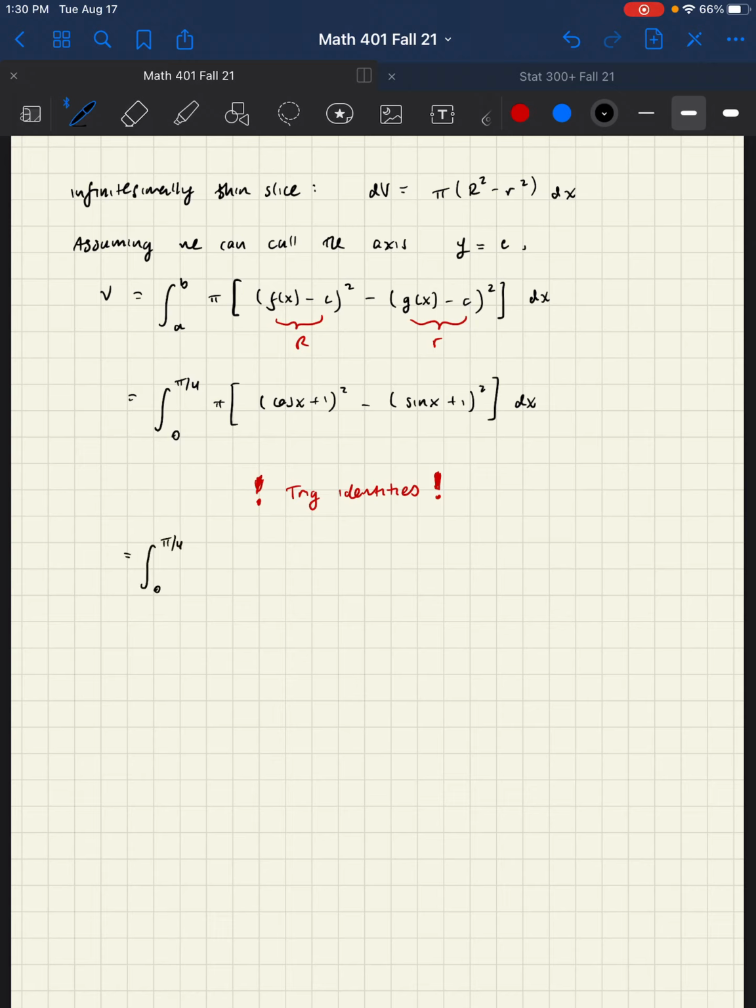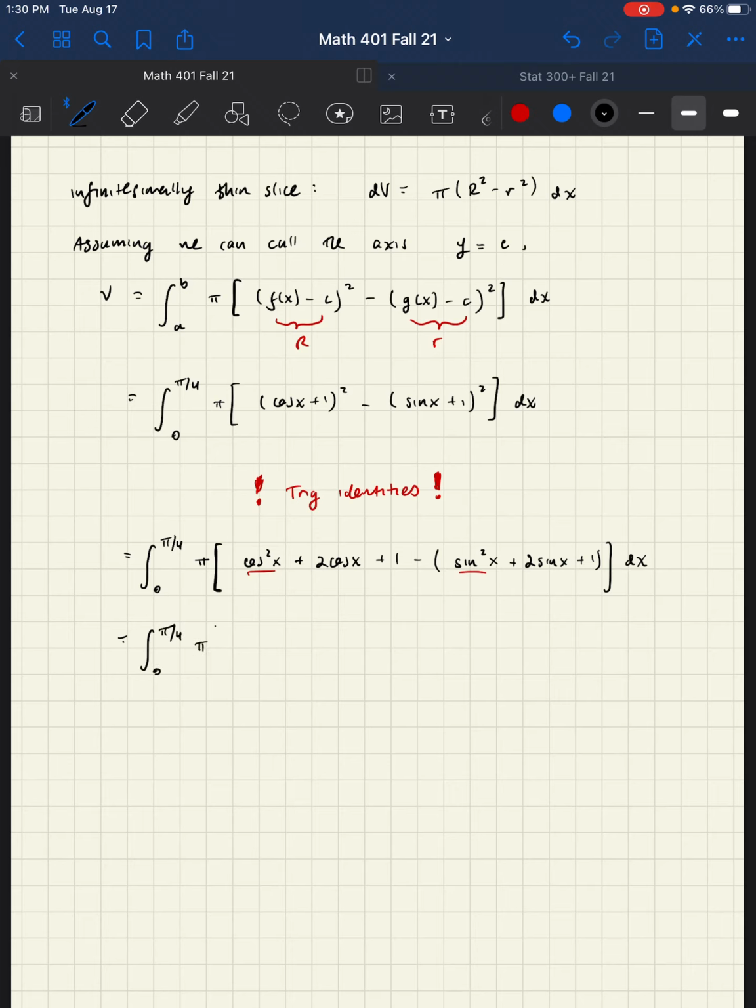All right, so let's simplify what's going on inside the brackets. So it's the integral from 0 to pi over 4 of pi bracket cosine squared x plus 2 cosine x plus 1 minus sine squared x plus 2 sine x plus 1 close bracket dx. Okay. Some of this is not going to be too hard, but whenever you see cosine squared and sine squared, you're going to want to see if you can apply a trig identity.